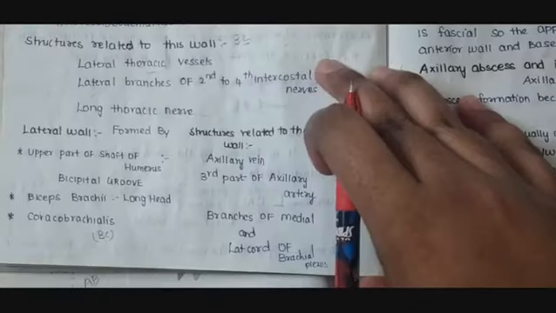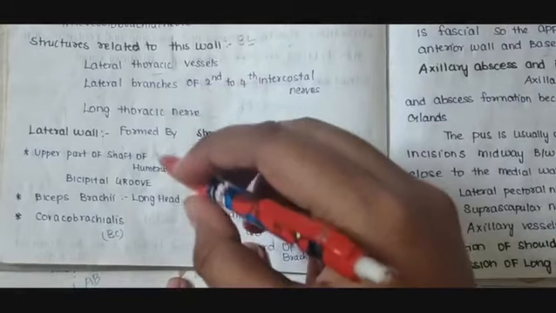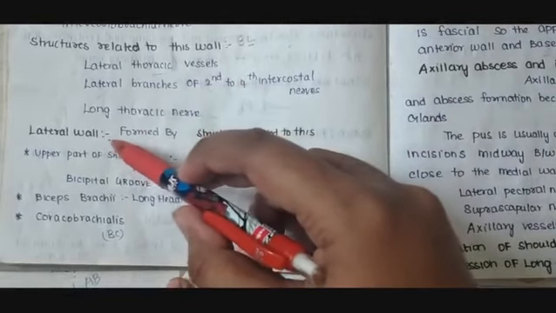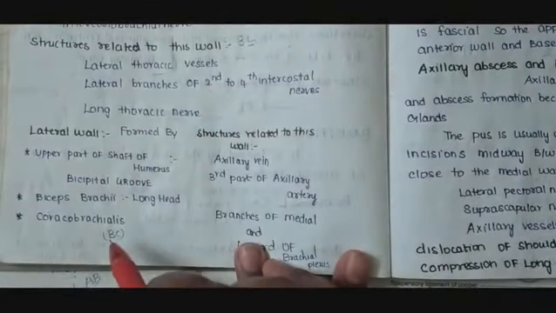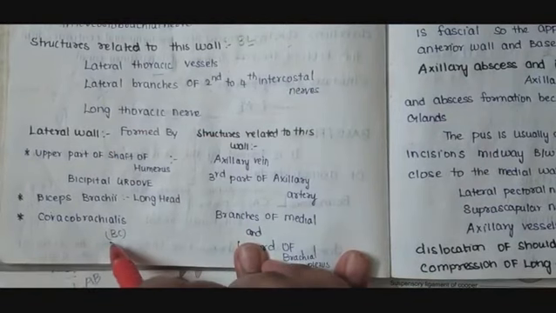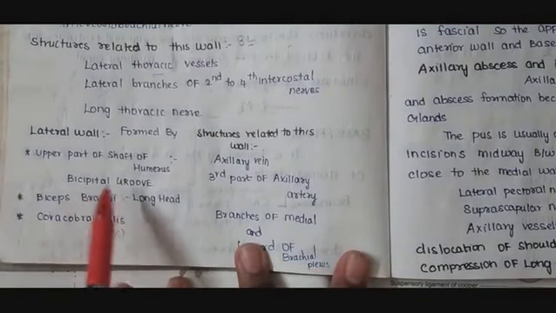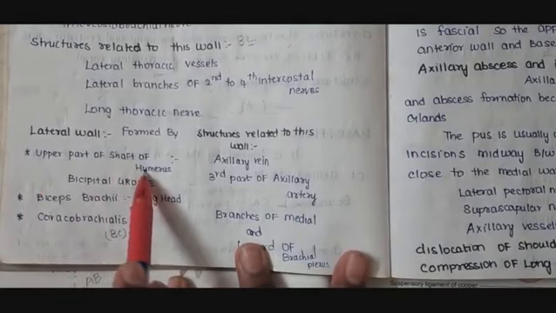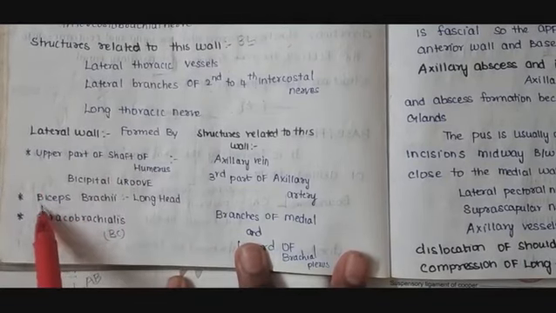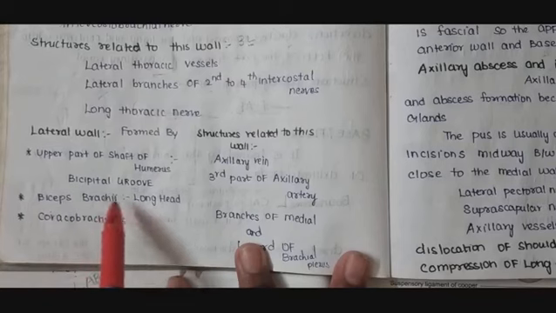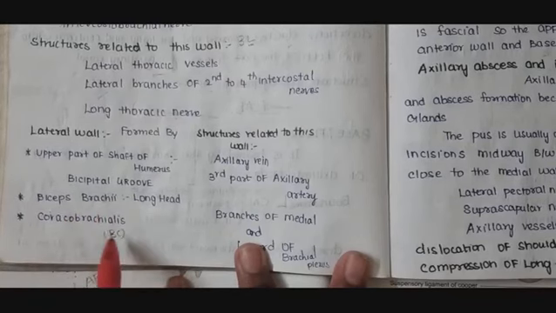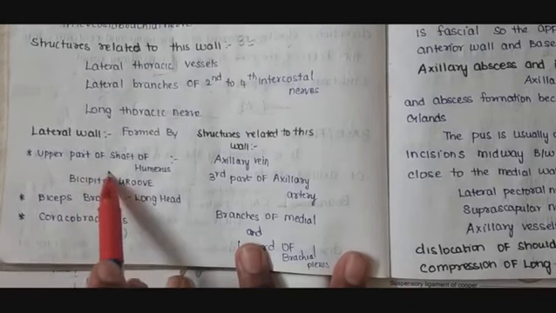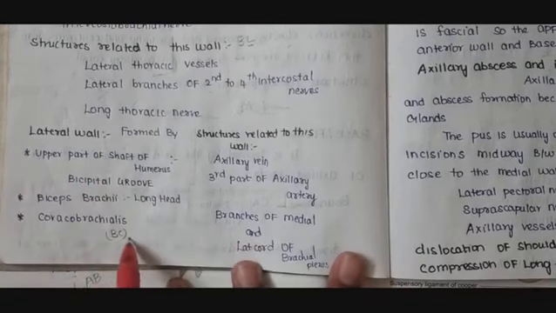Now let us discuss the anterior wall. In order to remember the structure forming the anterior wall of the axilla, we have to remember the mnemonic BC. B stands for bicipital groove, which is present at the upper part of the shaft of humerus, as well as biceps brachii, long head of biceps brachii. And C stands for coracobrachialis. So in order to remember the structure, we have to remember the mnemonic BC.